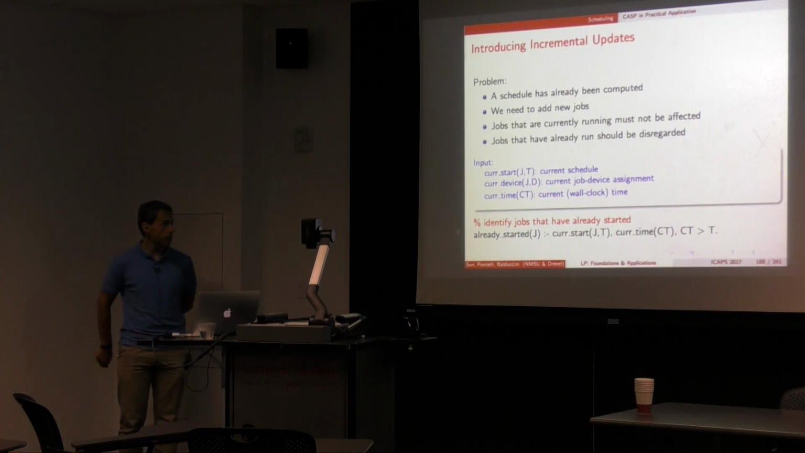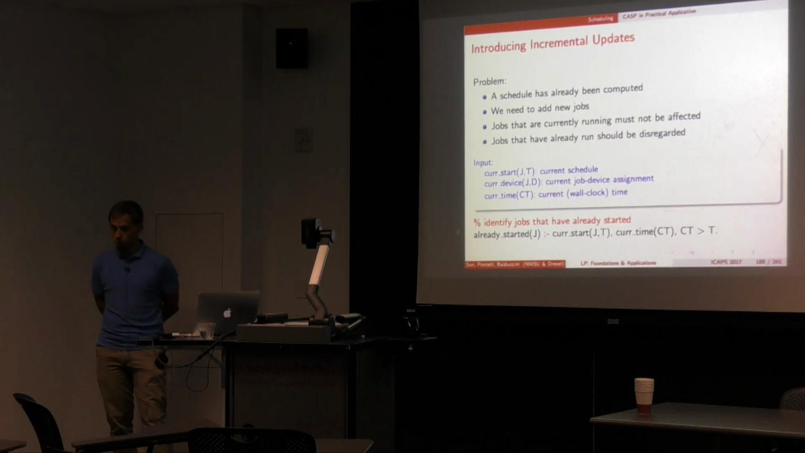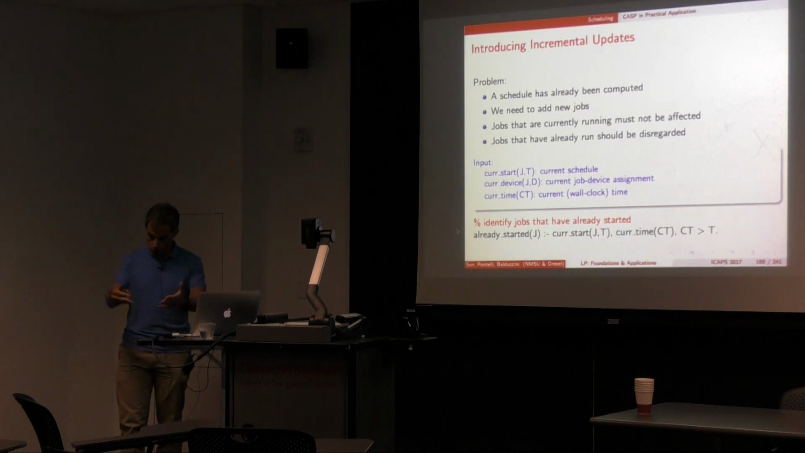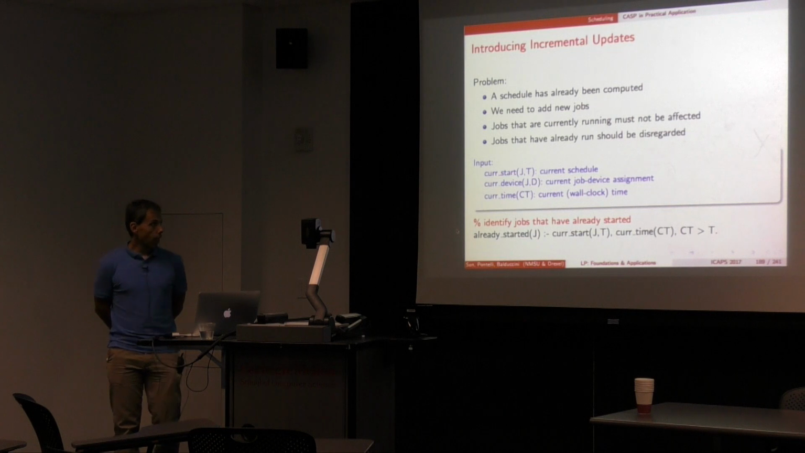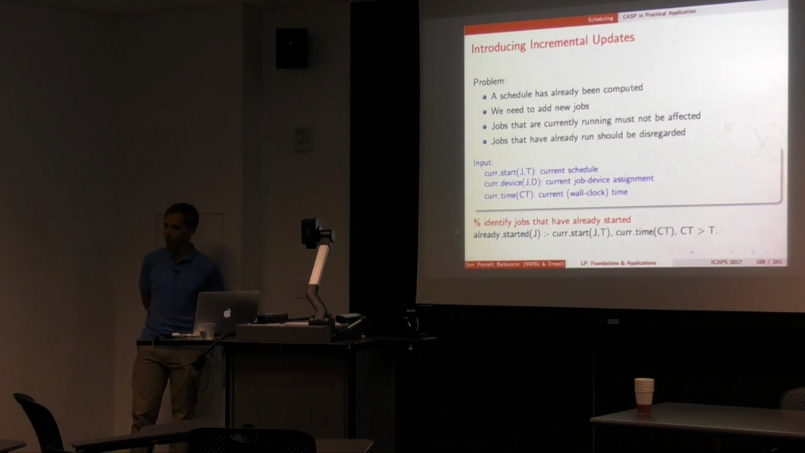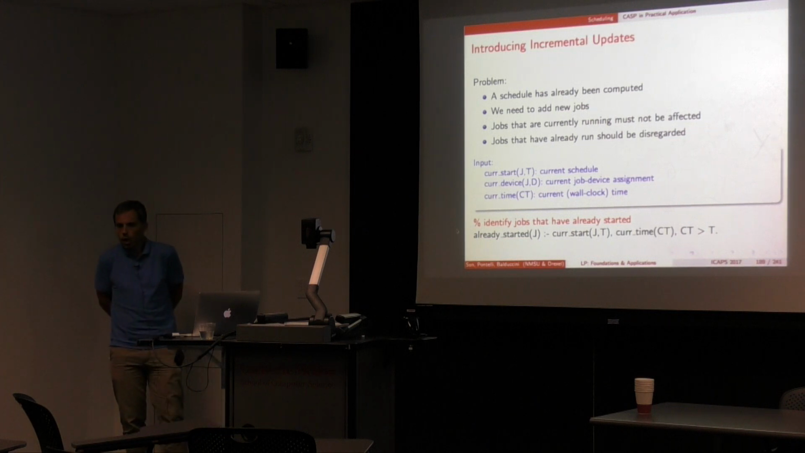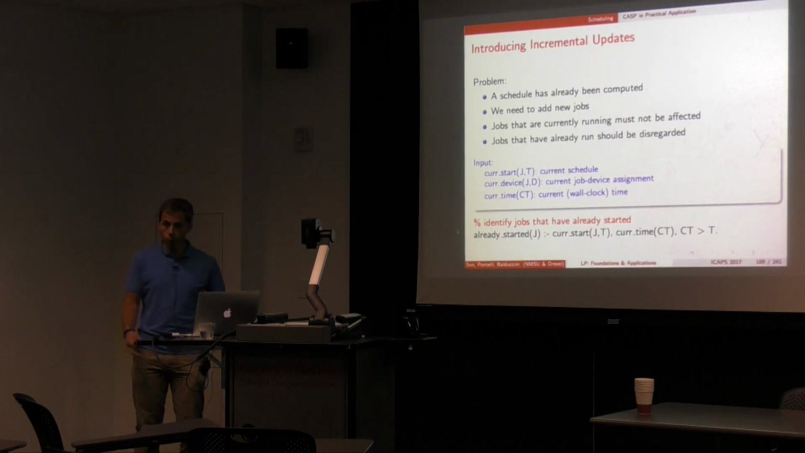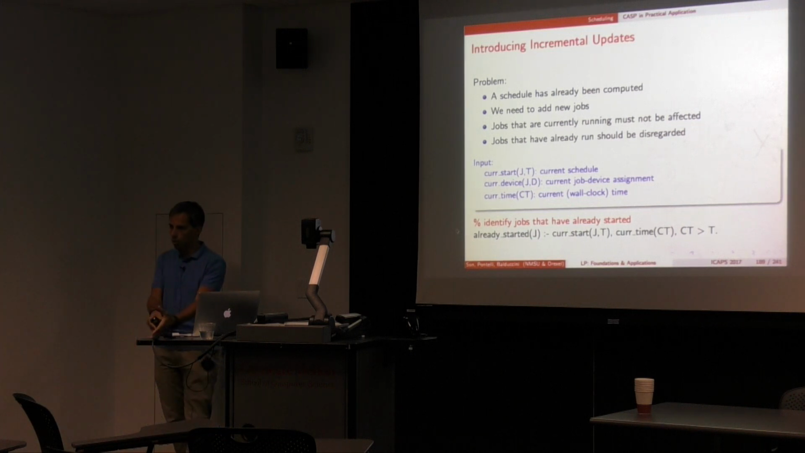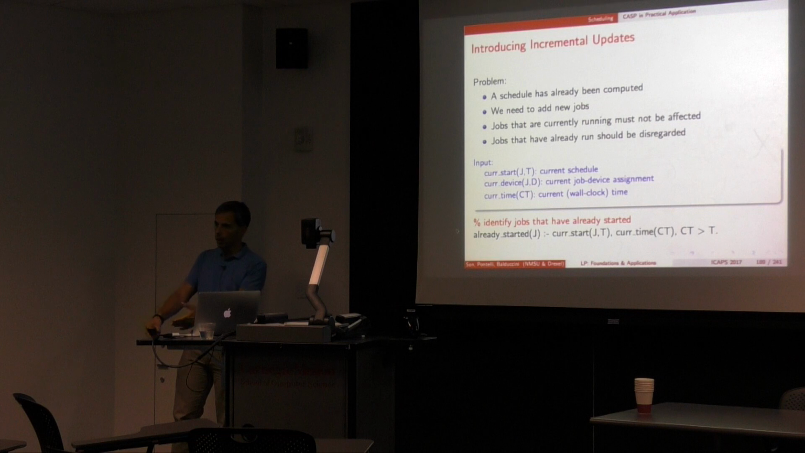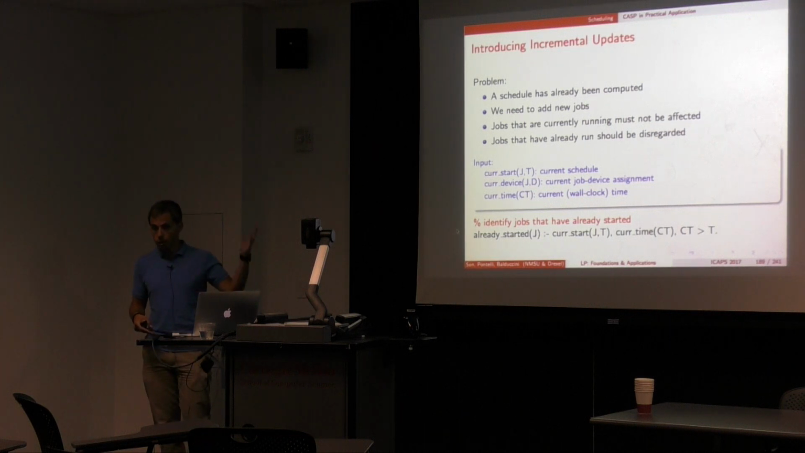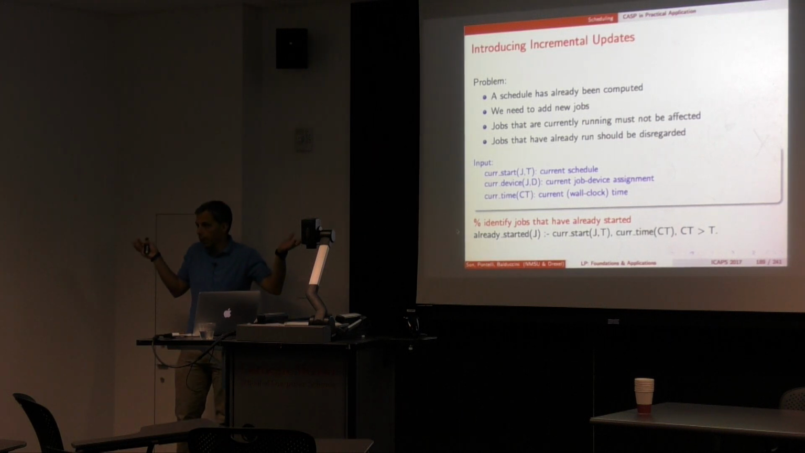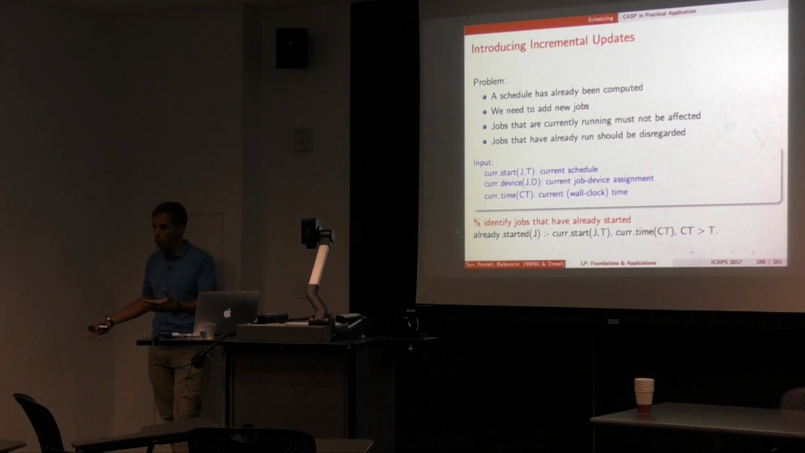So let's say that we've already computed a schedule. In fact, it's being run, and all of a sudden we are asked to add new jobs to the mix. Some of these jobs may be rush jobs, so they have to be executed as soon as possible. But if we're already running something, we cannot stop. We should keep running that. And jobs that have already run should be completely ignored. They've already run. We don't want to rerun them.